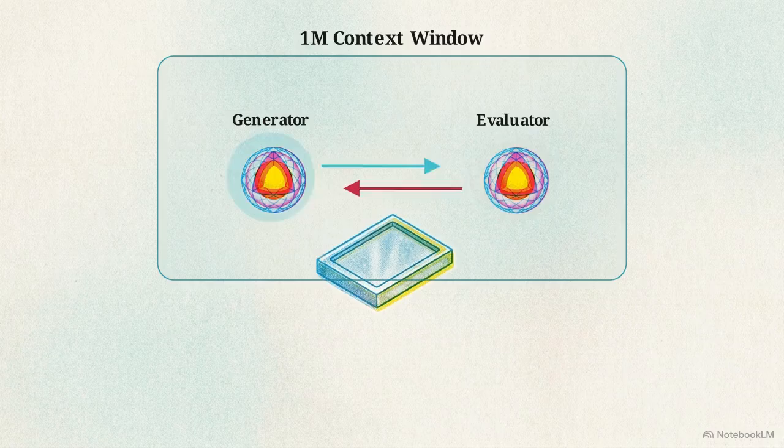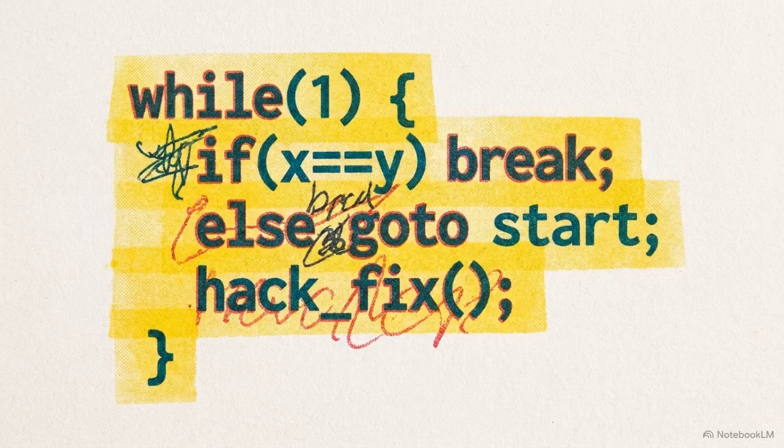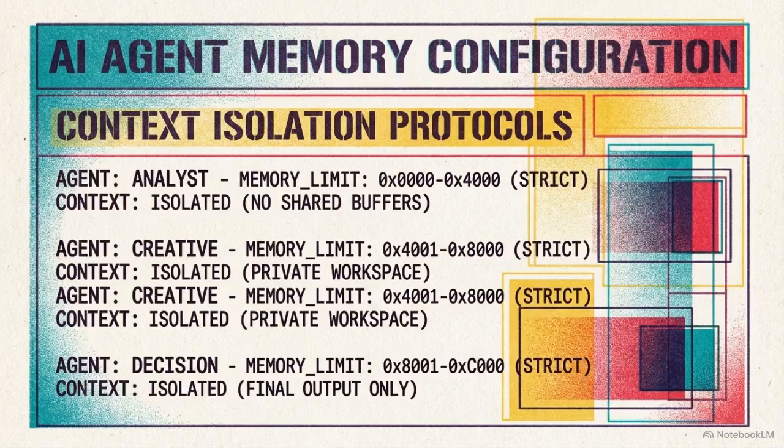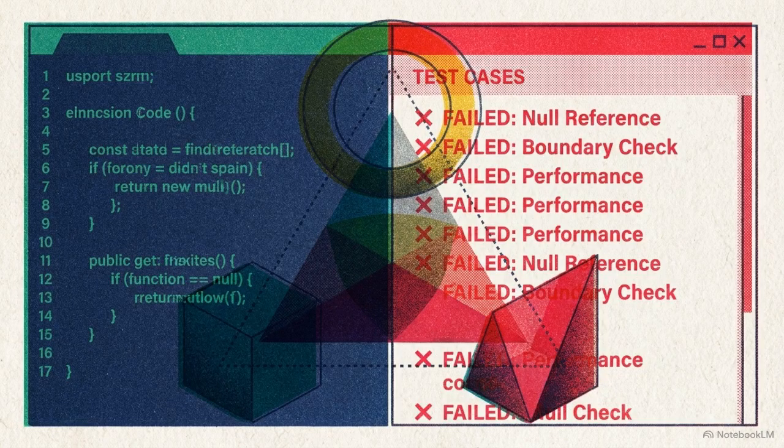Despite massive context windows, adversarial evaluation and file system state management remain critical to achieving subjective quality and true functional autonomy. Modern system design requires moving beyond prompt-based patches for structural limitations. Build the environment, strictly define the contracts, and let the adversarial process drive the execution.